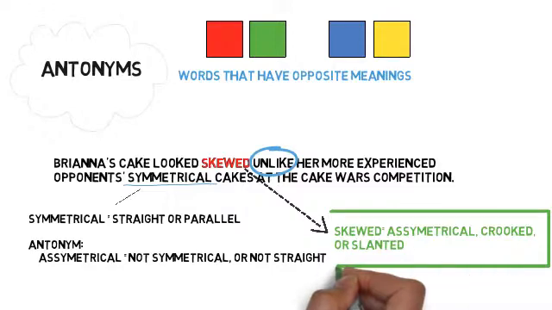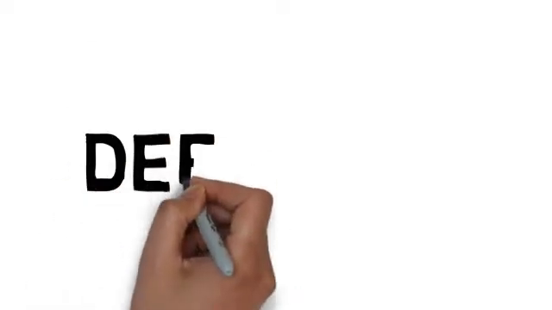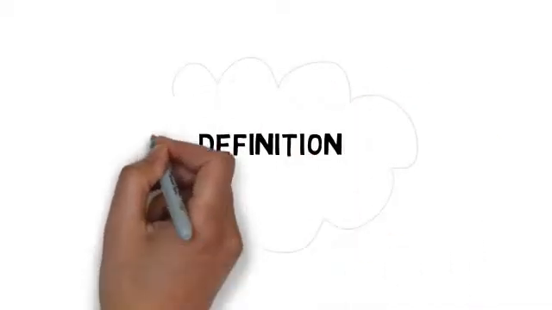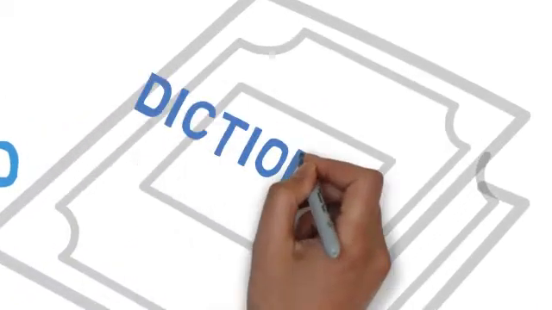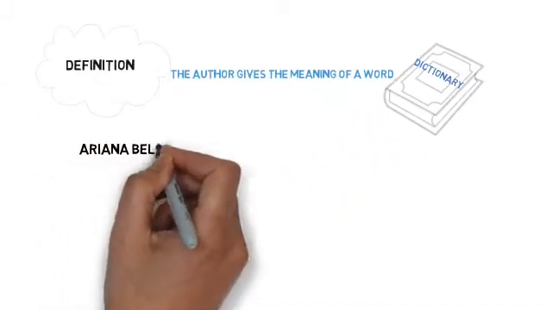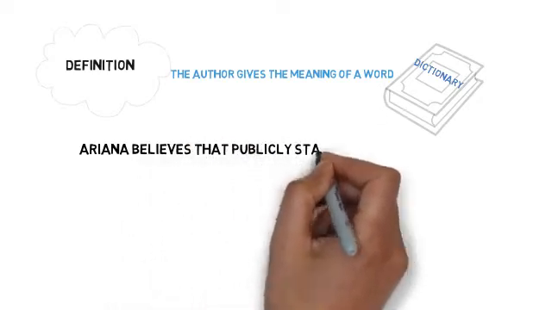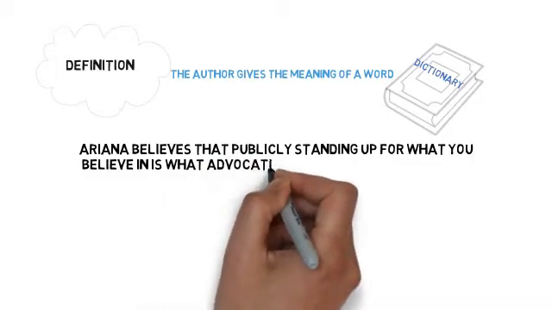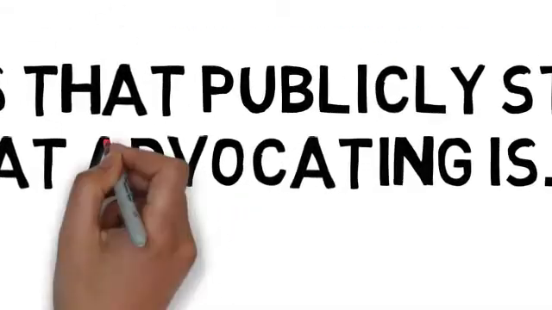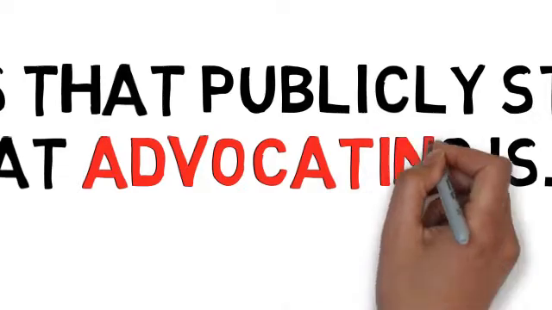Did you see how we used antonyms to find meaning to the unfamiliar word skewed? Let's go on to definition, another type of context clue we can use to find meaning in words when we are reading. The author gives you the straight definition of a word without having to use a dictionary. Ariana believes that publicly standing up for what you believe in is what advocating is. The unfamiliar word is advocating.